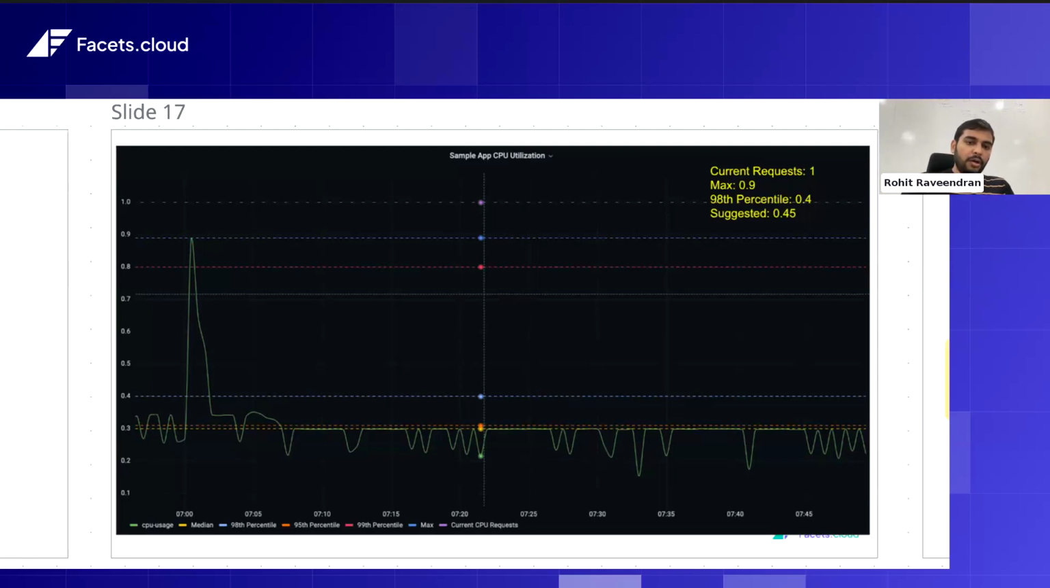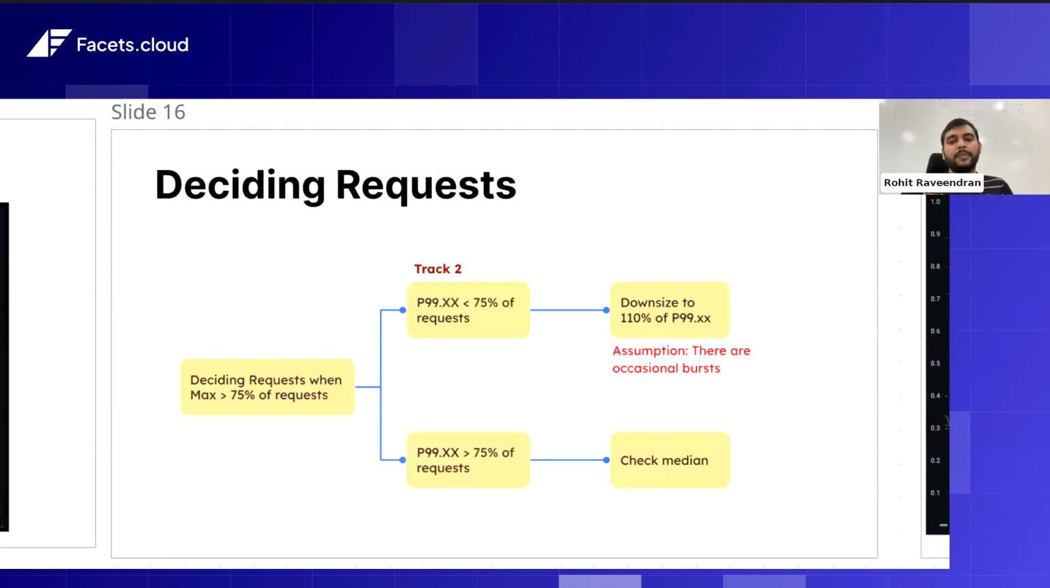So now your suggested request is going to be 0.45, which is a 10% buffer on the 90th percentile value, which is 0.4. From the initial value of 1, it is dropping to 0.45, which is a more than 50% downsize. So this is something that you need to validate from the visual representation, that there are occasional bursts that are bringing your absolute maximum to a higher number than it usually is.